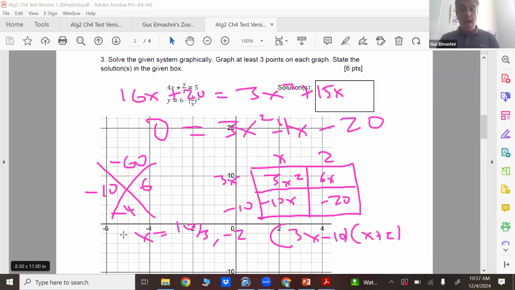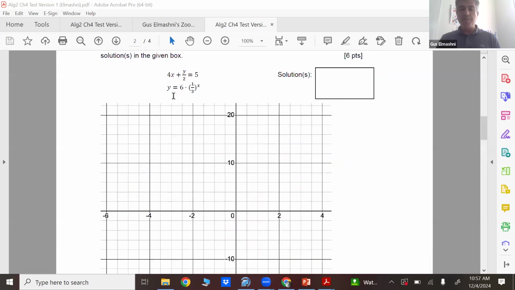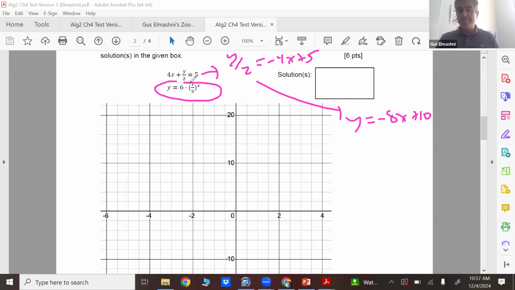Calculator on this one? Yeah, you have to use a graphing calculator for this one. So what you're going to want to do is isolate y here. That should be easy. y over 2 equals -4x plus 5. Multiplied by 2, you get -8x plus 10. And then graph that as well, and just see where they touch. That's all.